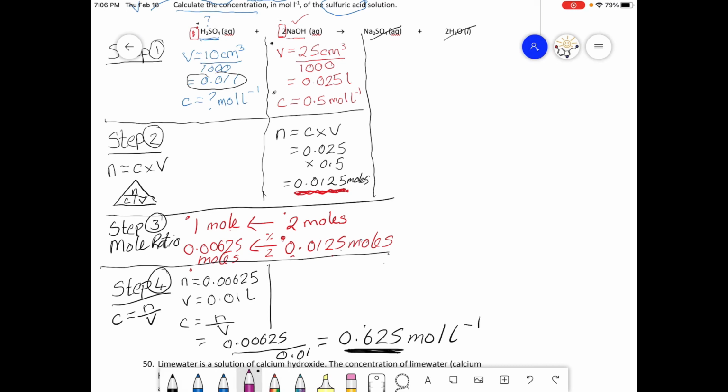It looks like quite a lot, but it's worth 3 marks. If you get that final answer, you get all 3 marks. If you go wrong somewhere along the way, you can pick up marks. You would get a mark for correctly working out the number of moles. You would get a mark for correctly using the mole ratio. And you would get a mark for working out c equals n over v.